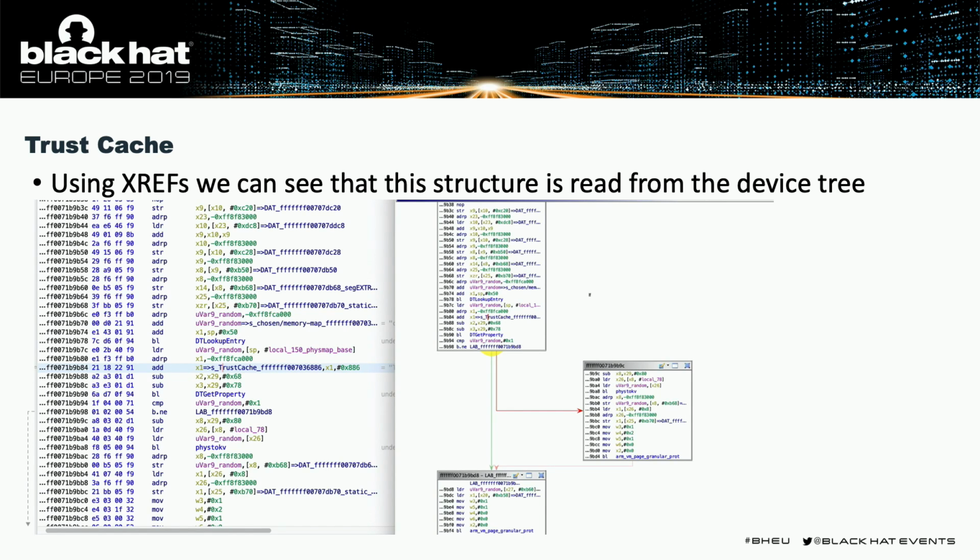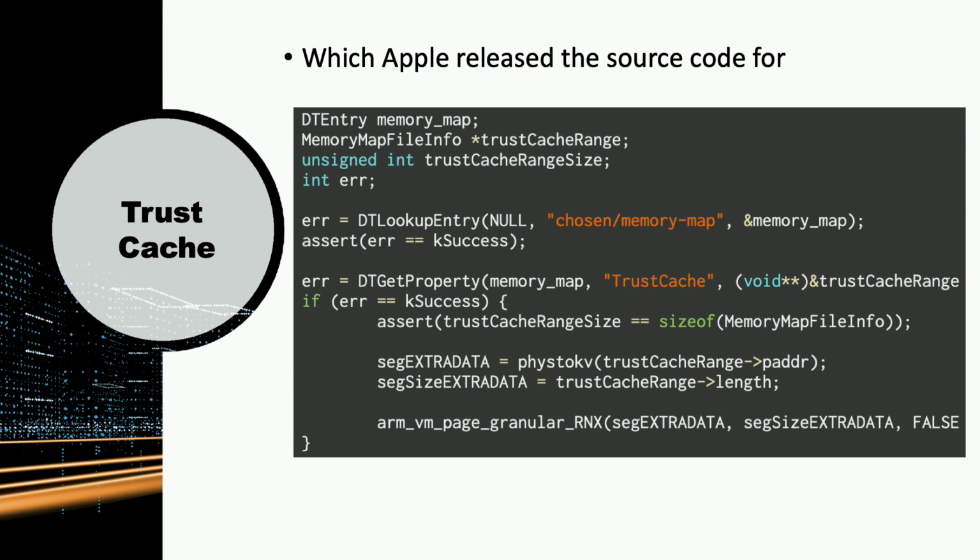Now, using cross-references, we can see that the memory address of this input structure is actually read from the device tree. And good thing that this code is actually open source, so here you can see where the kernel fetches from the device tree the memory address of the static trust cache.